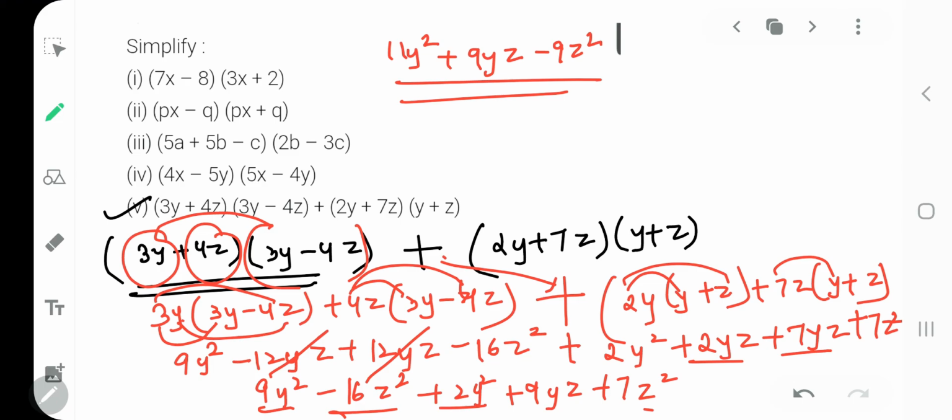You have to just open up the brackets. Why did I deliberately take the fifth problem? Because it has the complexity. It has addition in between and you have to multiply 2 brackets here and 2 brackets here. Getting my point clear?